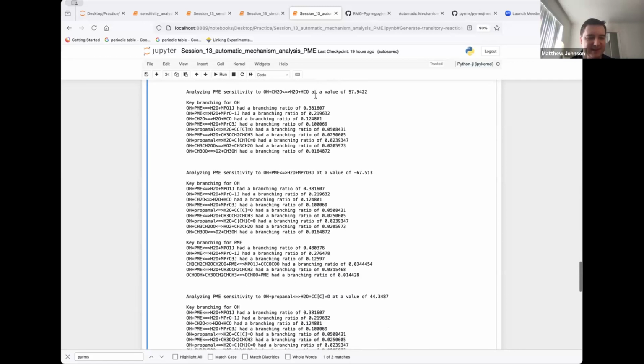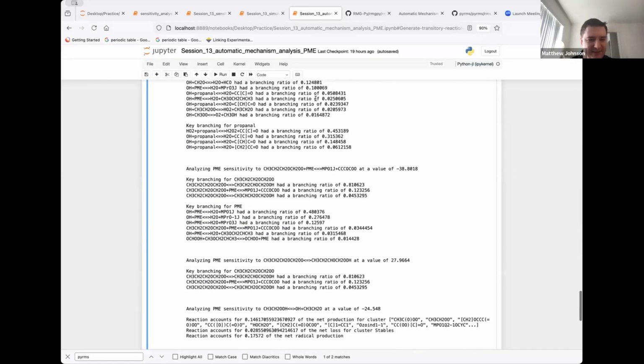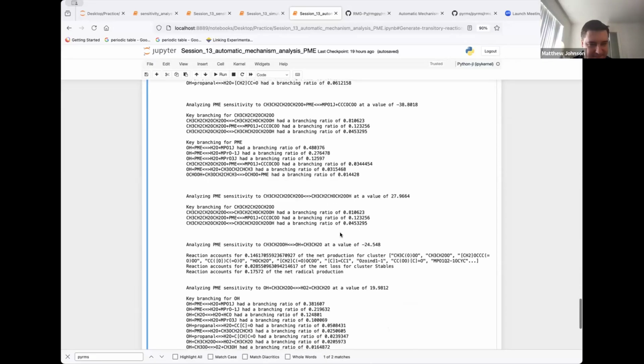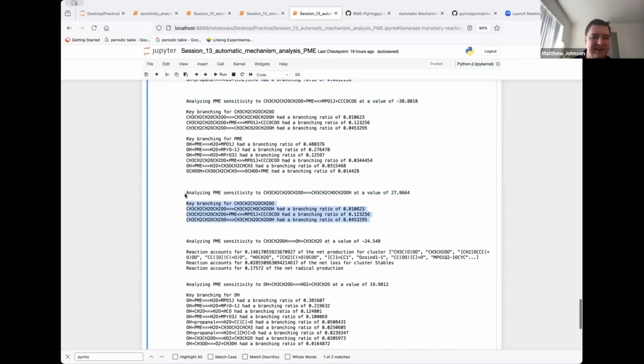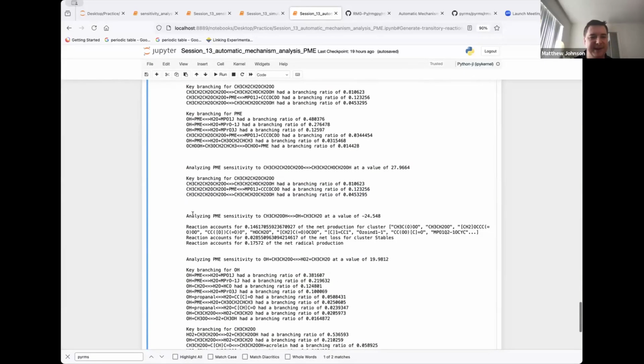But there are also some other ones. If we go down here, you can see with some of these, it has hypotheses. It's rejected a lot of these hypotheses. So for this one, it doesn't think it's important for following the flux, but it does think it might be important for this key branching, which gives you a little more information.